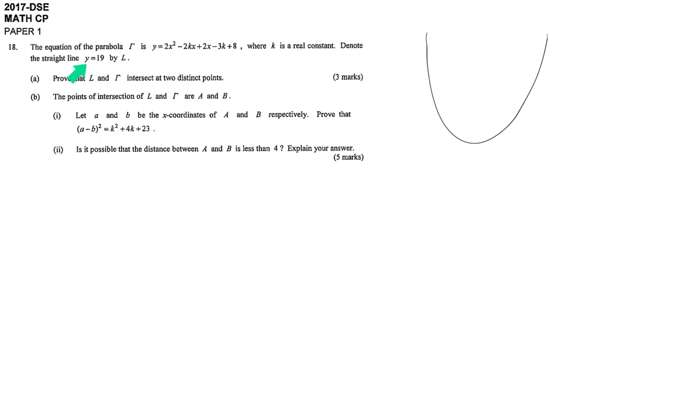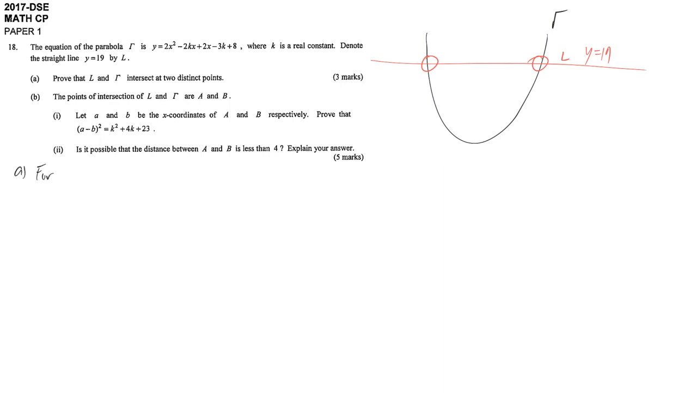And then there is a straight line y equals 19, so we have our horizontal straight line y equals 19. Then they say we have to prove that the curve and our horizontal line have two intercept points, because it's also possible that they do not intercept each other. So we are considering the intercept points and then the solutions. We are asking how many solutions there are, so that's why we have to consider the intercept points.